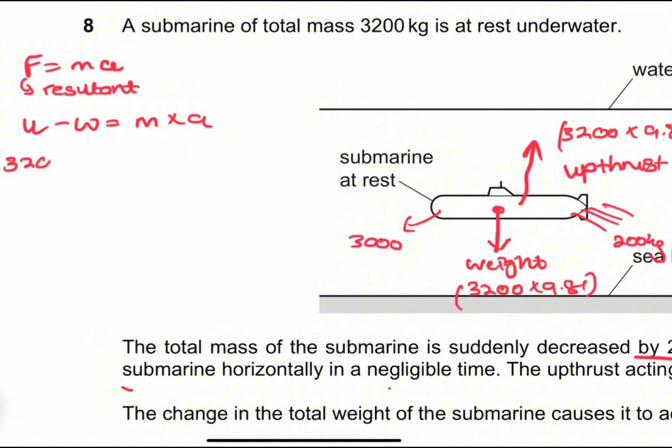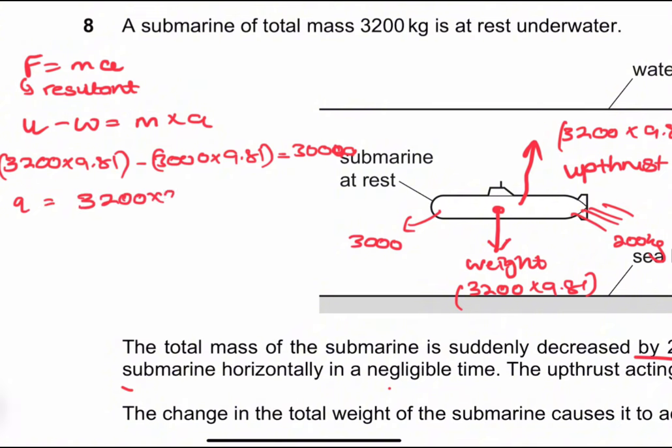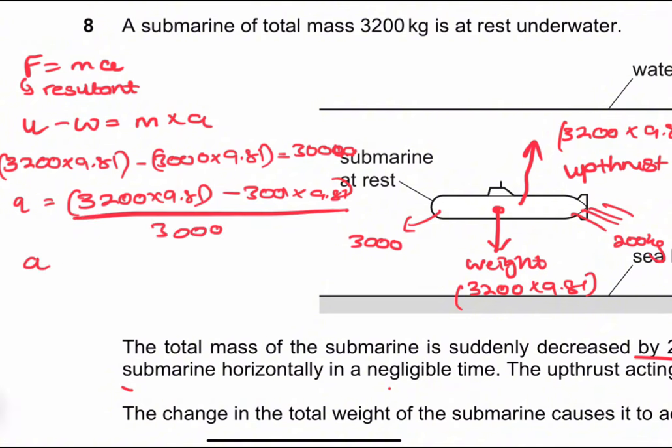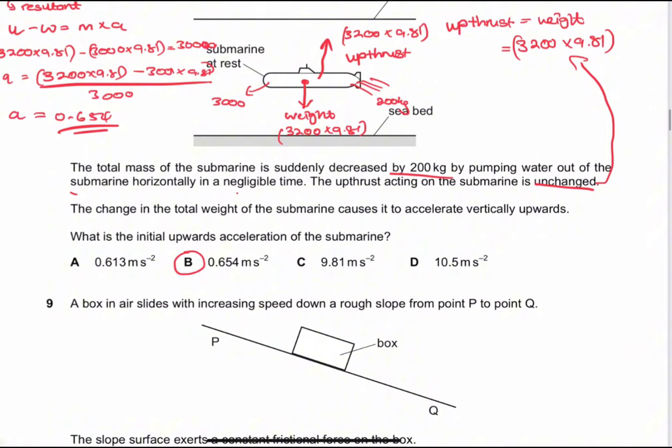So it'd be 3,200 times 9.81. The new weight is 3,000 times 9.81. The mass is actually 3,000 a. Okay, so basically a will be 3,200 times 9.81, we remove 3,000 times 9.81 and we divide by 3,000. That gives you an acceleration of basically 0.654. Very important for you to remember that. So our answer is B.